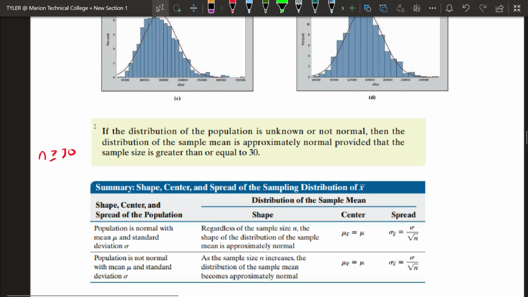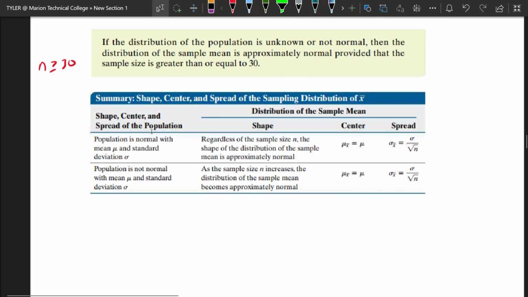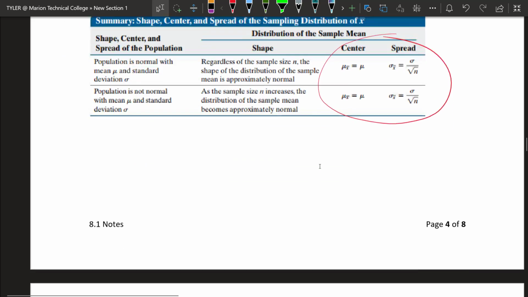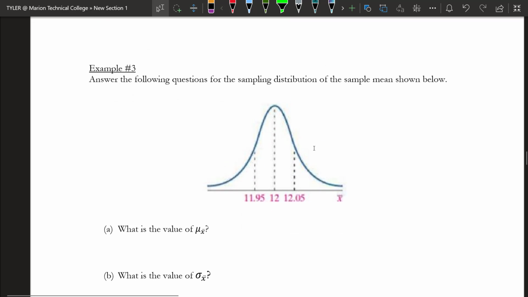If your population is not normally distributed, right? And here's just a summary table of what we looked at, and just remember the equations for the center and spread are going to be the same, right? Identical. Right. So now let's look at example 3.